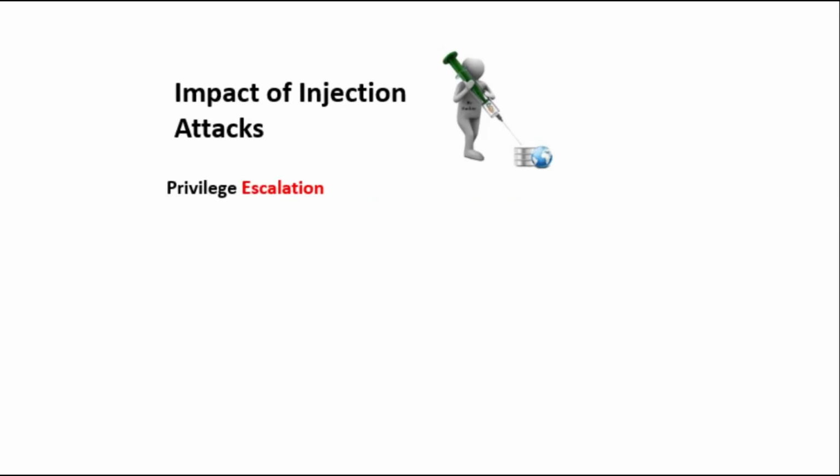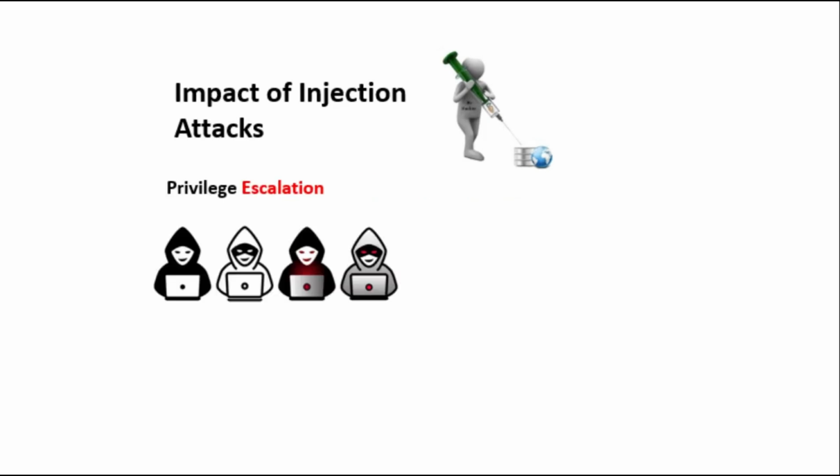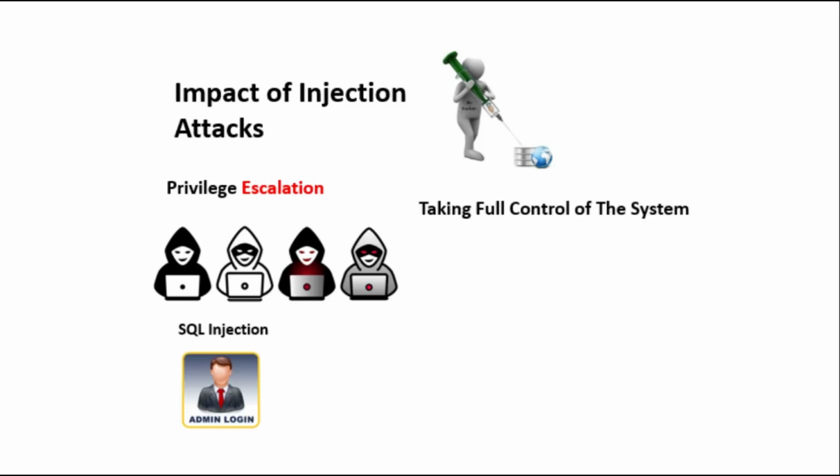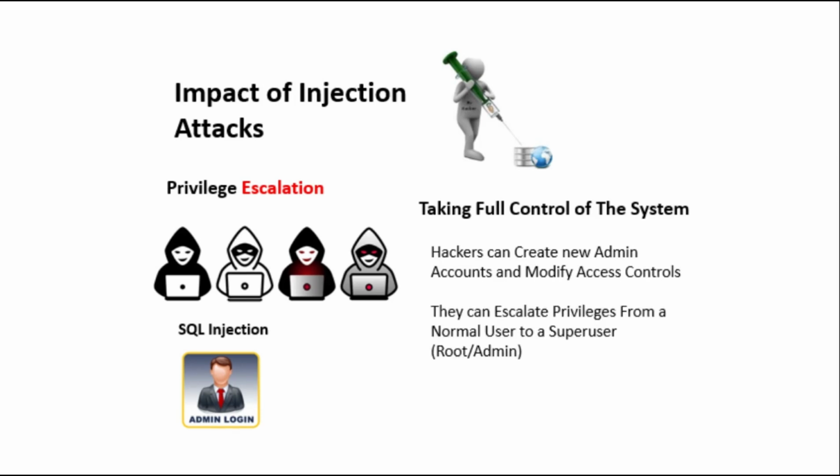4. Privilege escalation. Attackers exploit SQL injection vulnerabilities to gain administrative privileges, potentially taking full control of the system. Impact includes the fact that hackers can create new admin accounts and modify access controls. They can escalate privileges from a normal user to a superuser, root, or admin. In some cases, they can execute operating system level commands, gaining full control of the infrastructure.